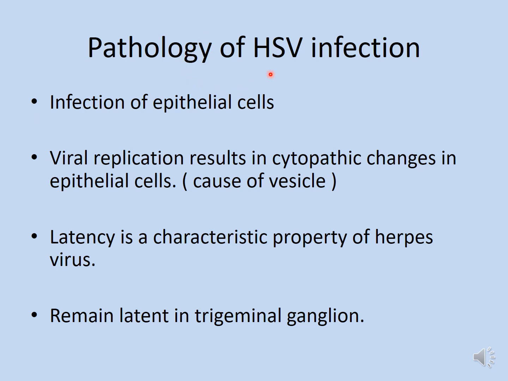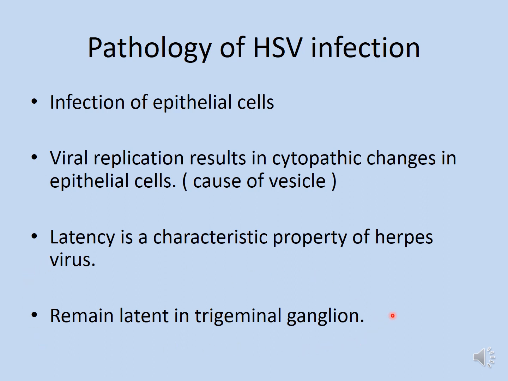Right, so the pathology of herpes simplex infection is an infection of the epithelial cells. Viral replication results in cytopathic changes in the epithelial cells, which causes the vesicle formation. Now, many viruses actually have a characteristic of latency. That means they remain dormant, and they remain dormant most of the time in nerves and nerve ganglions. Now, in herpes simplex virus infection, the virus remains latent in the trigeminal ganglion.